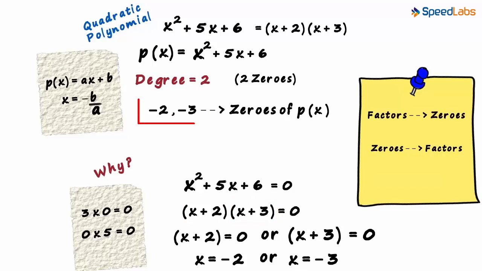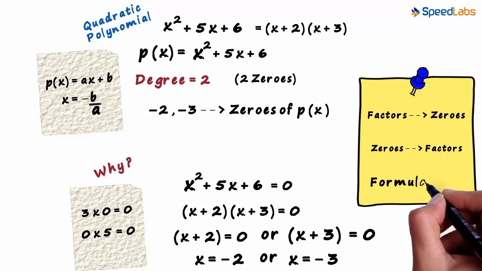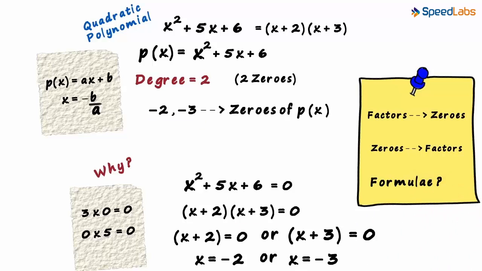But can we find the zeros without factorization? Do we have a formula for the zeros of a quadratic polynomial? Yes, we do, but we will see that in the coming videos. But the most important thing is to understand what the zero of a polynomial means. Remember, it is the value which, when substituted in place of the variable, makes the value of the polynomial 0.